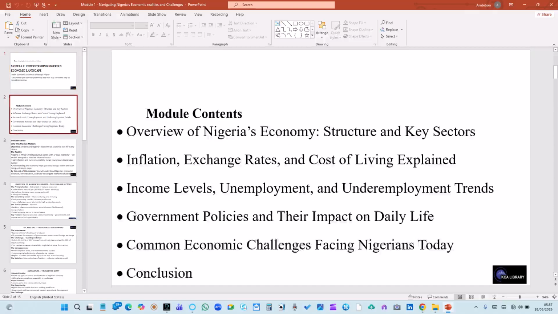The module content that we shall be looking at here includes an overview of Nigeria's economy, that is the structure and the key sectors. We will also look at inflation, exchange rate, and cost of living explained. We'll look at income level, unemployment, and unemployment trend. We'll also look at government policies and their impact on daily life. We'll further look at common economic challenges facing Nigerians today before we draw our conclusion.